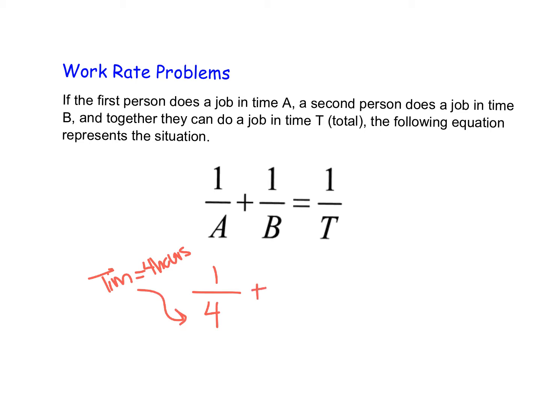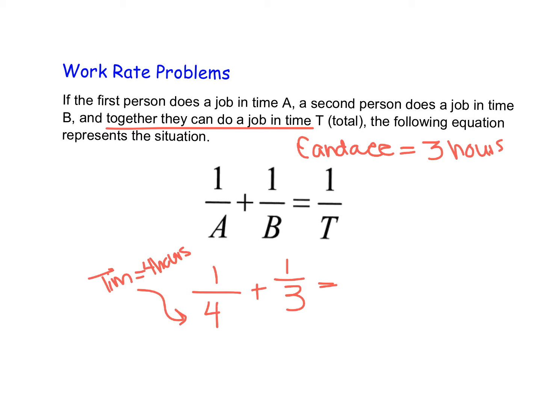Plus, then say we have a second person who can do a job in time B. So say we have Candace, and she can do that same job of cleaning the house by herself in 3 hours. So that would be 1/3. Then together they can do their job in time T. So that's 1/, in this case, we don't know what it is, we're trying to find it, so I'm going to put X because I don't know how long it's going to take.